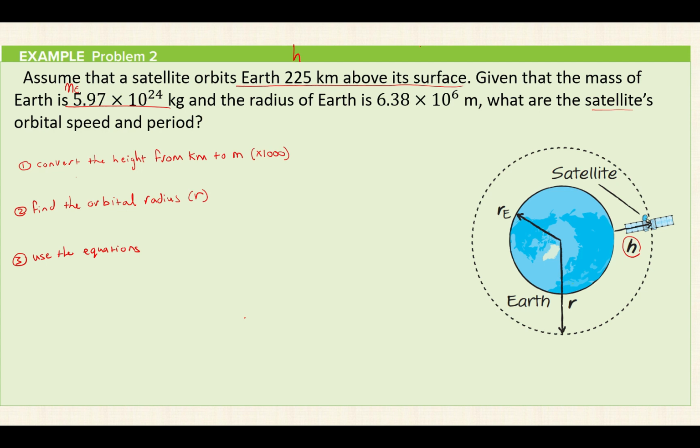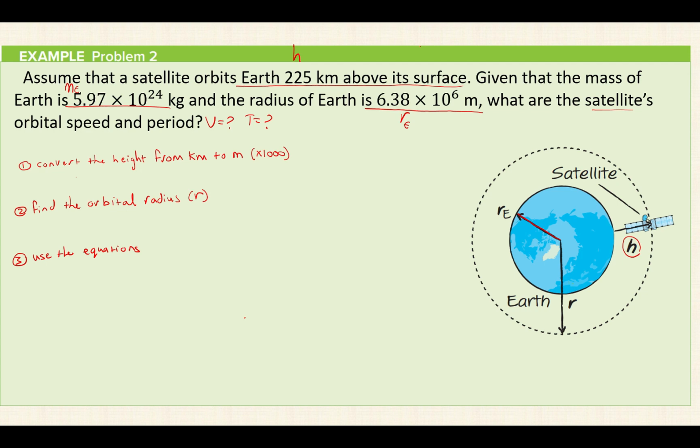And the radius of Earth, so he gave me RE, the radius of Earth. نصف قطر الأرض. What is the satellite's orbital speed and period? So he wants me to find V and T, the speed of the satellite and its period, how much time it takes to make one complete cycle around Earth. So how much is V and how much is T?